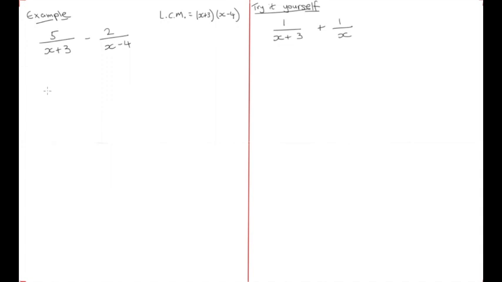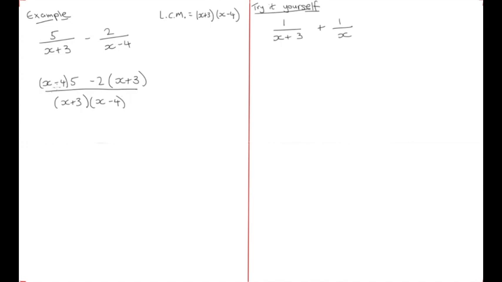So then what I do is I draw a long line, and underneath it I put x plus 3 and x minus 4. And I just leave it like that. Now, just like before, we're using kind of a crisscross method. So it's x minus 4. This is going to be multiplied by the 5. So x minus 4 multiplied by 5. And then we have minus 2 multiplied by x plus 3.